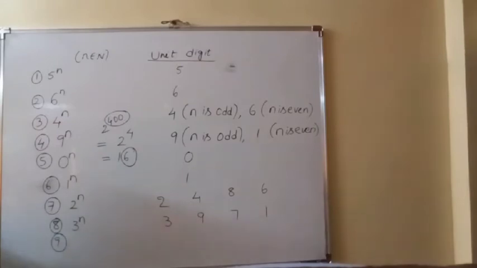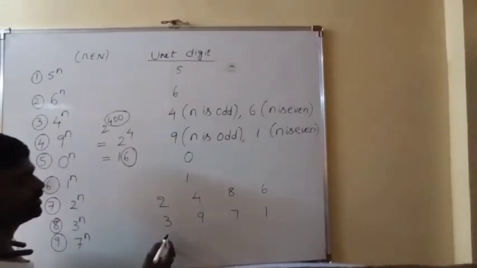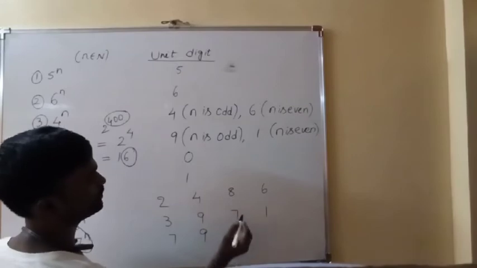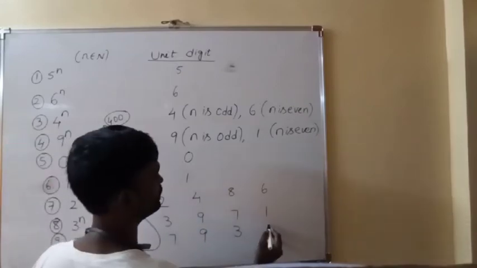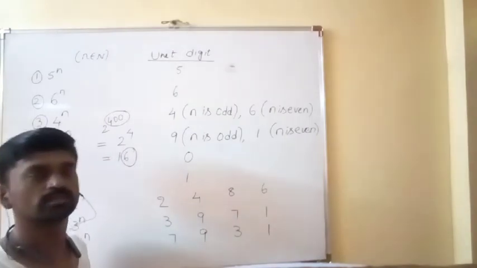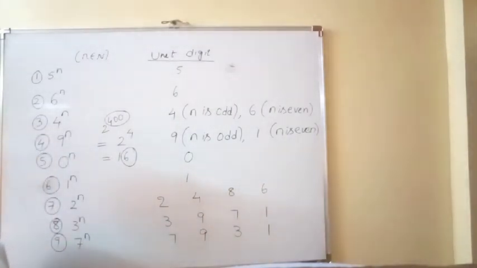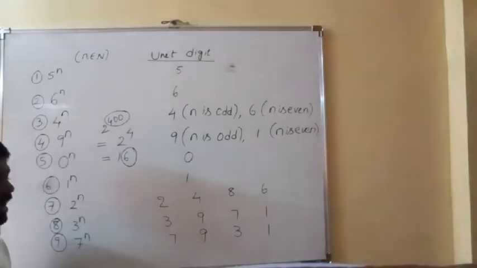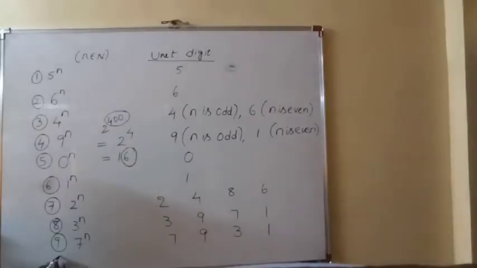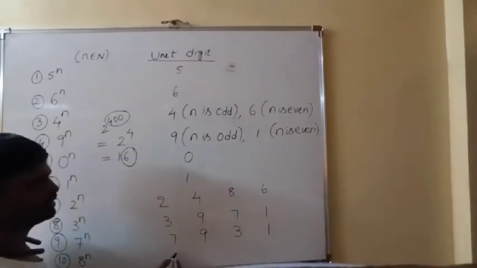Okay, next you take 7. 7 power n. So 7 power 1 is 7. 7 square is 49. 7 cube is 343. 7 power 4, something you will get, but the unit digit will be 1. Again 7 power 5, unit digit is 7. That means the unit digit in 7 power n also has how many choices? 4 choices. Okay, next you consider 8. 8 power n. 8 power 1 is 8.